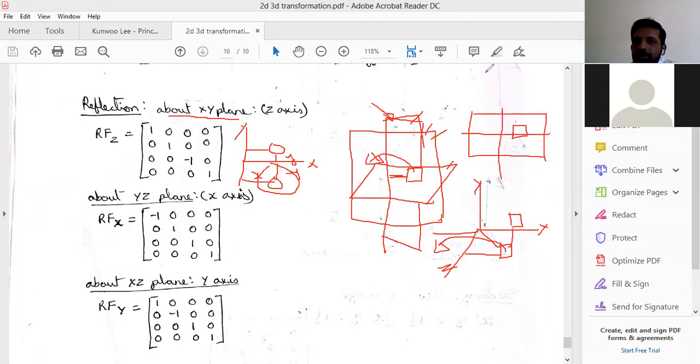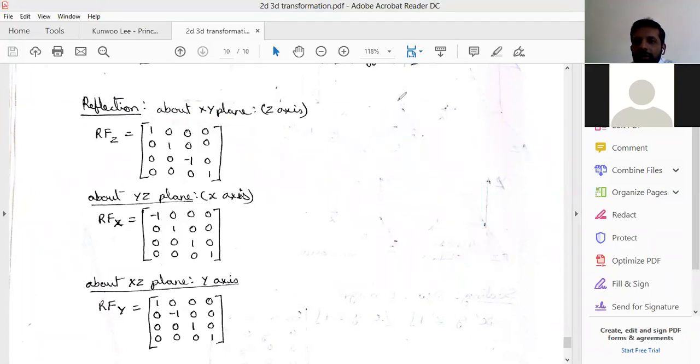So I'll just redraw it once again. If we have an object, this is the x-axis, y-axis, z-axis. Now I have the object somewhere over here, at a distance of x and y and z. So it has got x, y, and z values. I want to mirror it. This is about the z-axis. I want to mirror it.